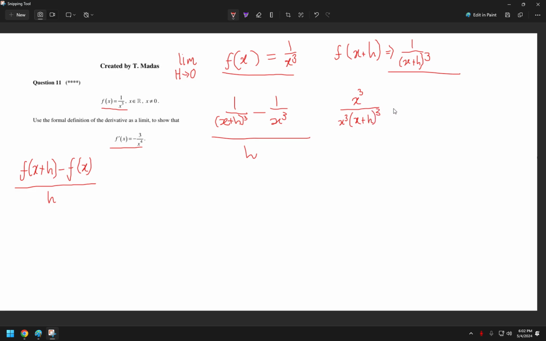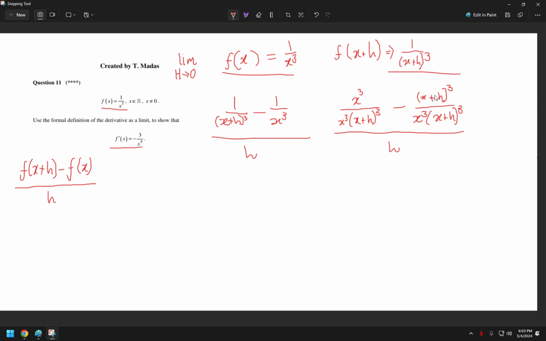Okay, now I'll do the same thing on the right. This and this is going to be the same, so I'll do minus x plus h cubed. There you go. So that's the same thing now. And don't forget all over h. Now from here, we can subtract the numerators and then simplify this as much as we can for now.